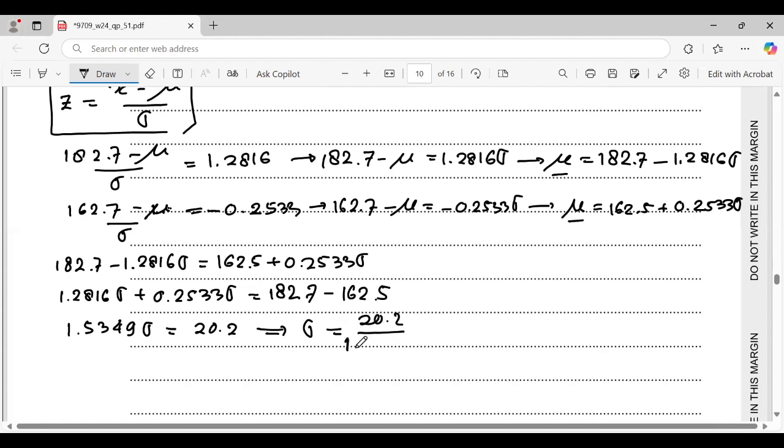So we can determine sigma equals 20.2 over 1.5349, and the result is 13.160466. Rounded off, 13.2. So this is the standard deviation, sigma, 13.2. Now we're going to find mu, or the mean.